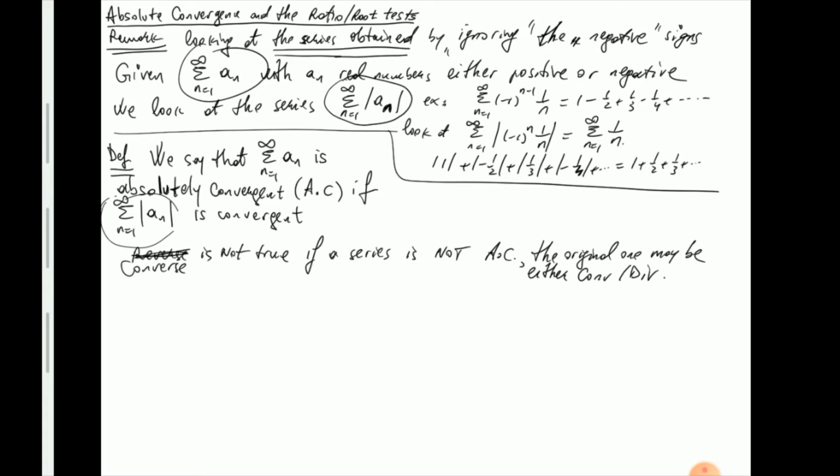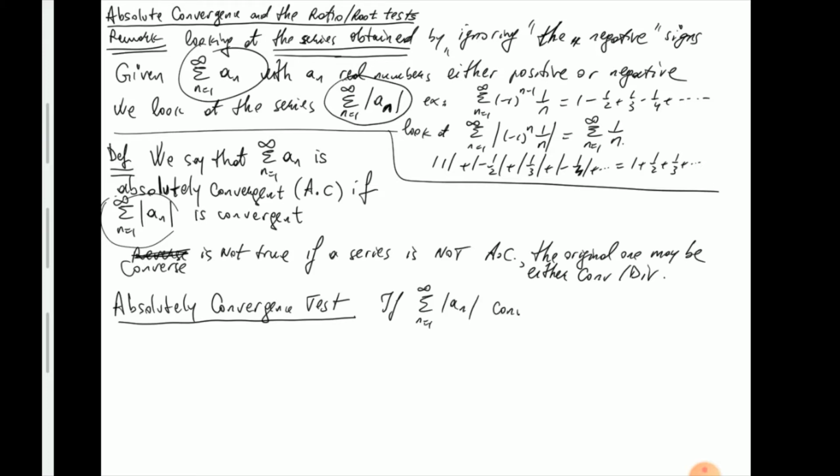So, by the way, what I just said here, let's write it formally as well. This is called the absolutely convergence test, which simply states that if the summation of the absolute value of a_n is convergent, then the original summation from 1 to infinity of a_n is convergent as well.